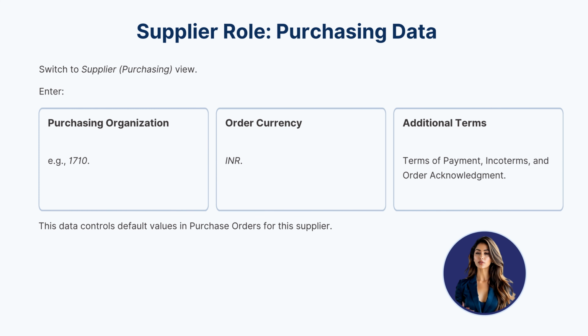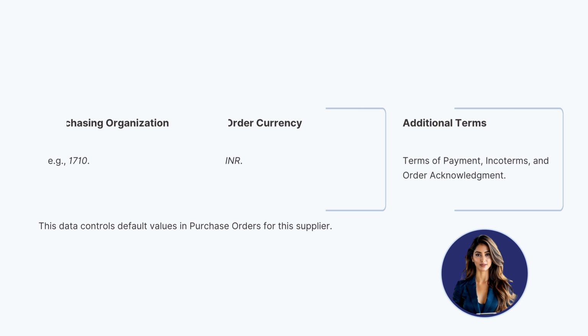Supplier role, purchasing data. Switch to the supplier purchasing view. Here you maintain purchasing organization, 1710, order currency, INR, INCO terms, and order acknowledgement requirements. This data is used every time a purchase order is created for this supplier.